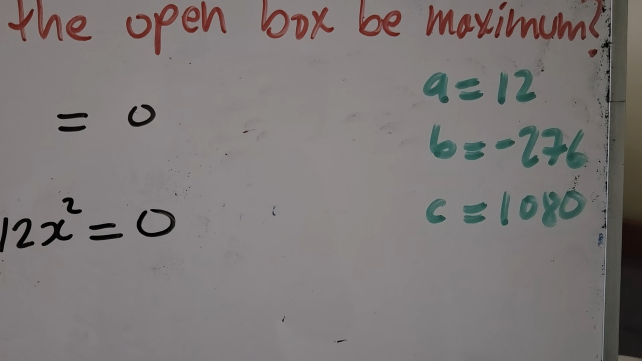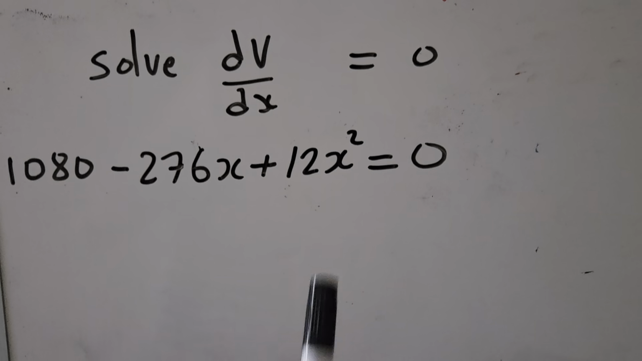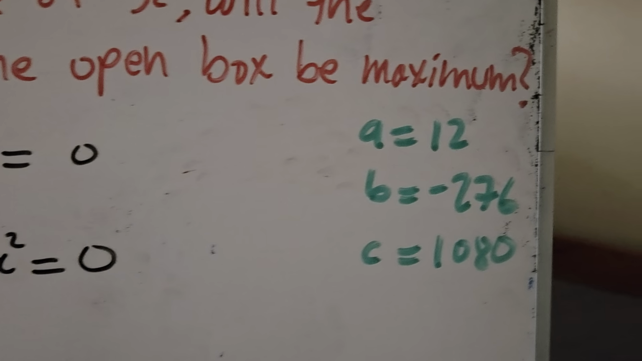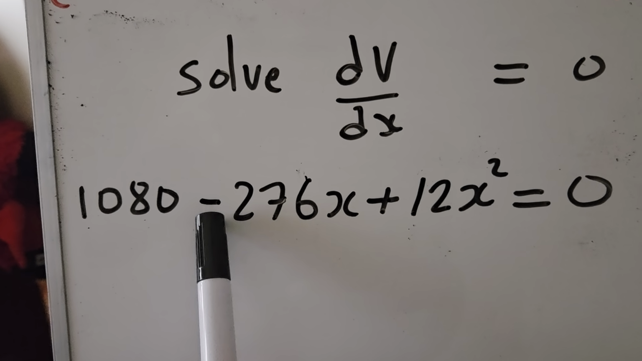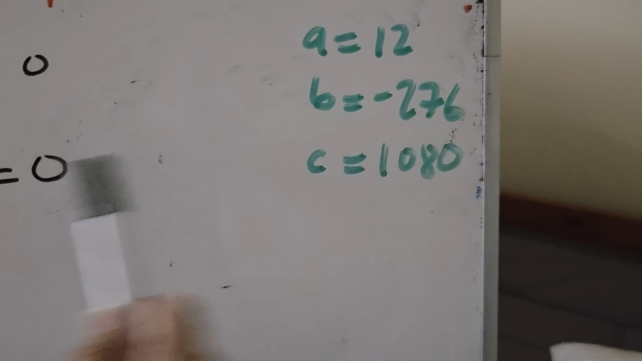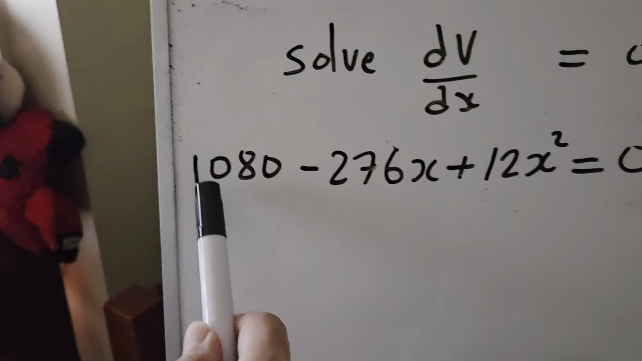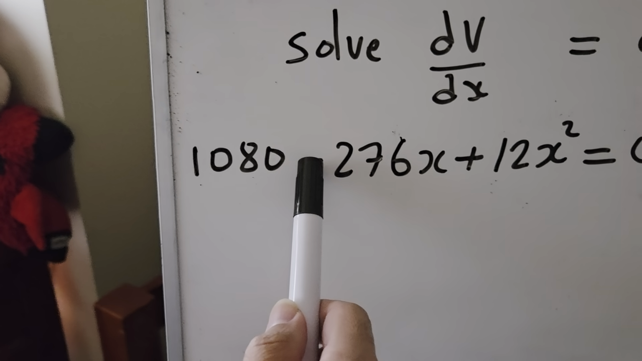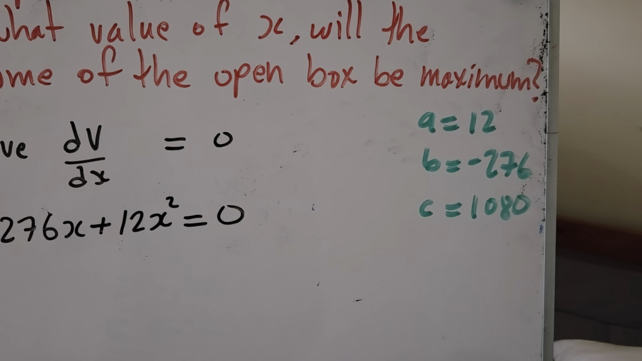So the values of a, b and c to use in our quadratic formula: a is equal to 12, the coefficient of x squared, b is equal to negative 276, the coefficient of x. So not forgetting the minus sign. If this was a plus, then this would have been positive, but we carry the minus sign from the equation. c, the constant term, is 1080, that's positive. That minus sign is for that term, not for this one over here. So after identifying our a, b and c values, we apply them to the quadratic formula.